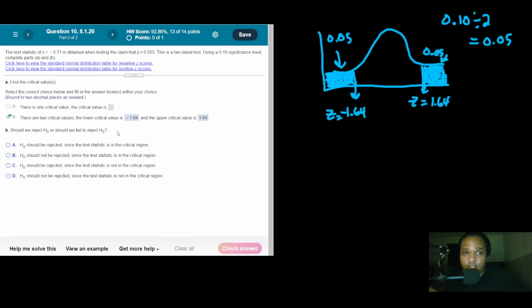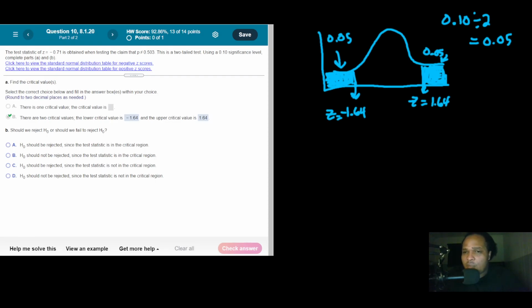Okay, should we reject or should we not reject? Well, this is the traditional method. Let's see where the test statistic is. The test statistic is negative 0.71. And did you notice I didn't look at the claim number not one time? Because they already did the work for us. They gave us the test statistic, and we did the work and found the critical value. We only need those two values to test the claim. So where is the test statistic? The test statistic here is z equal to negative 0.71. Where is negative 0.71 compared to these two guys?